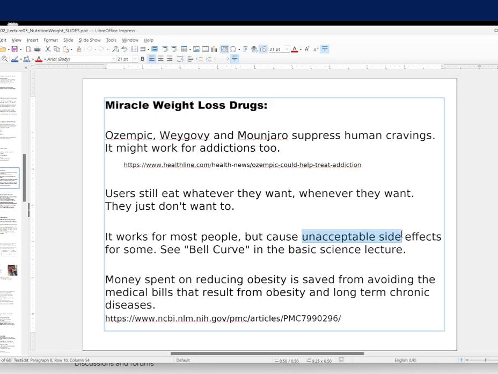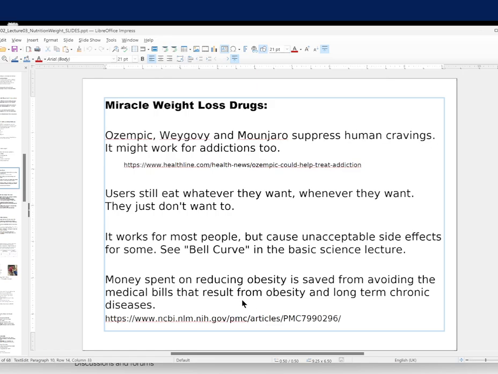The benefit is not only that it reduces obesity for these people, but it also reduces the complications of obesity and the money spent dealing with those other complications, the medical bills from those other complications that follow on from obesity, which is a justification then for insurance companies to pay for these drugs.